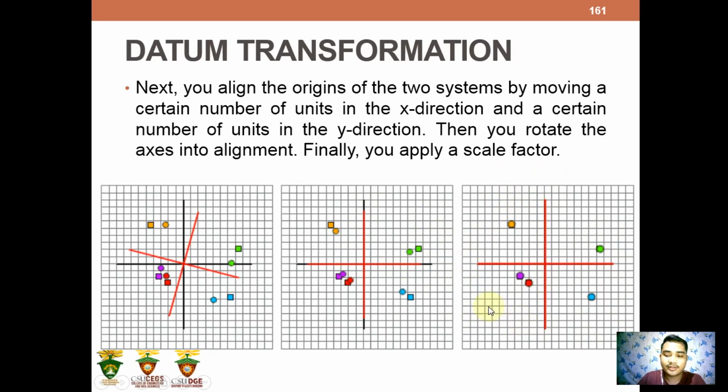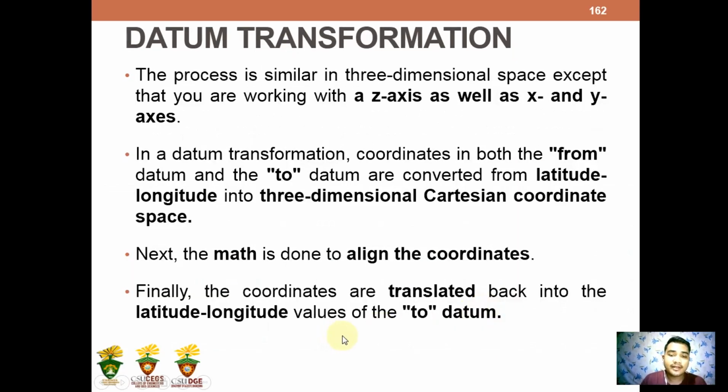No? The process is similar in three-dimensional space except that you are working in z-axis as well as x and y-axis. In a datum transformation, coordinates in both from datum and the two datum are converted from latitude, longitude into three-dimensional Cartesian coordinate space like x, y, and z. No? Next thing is the math, no, is done to align the coordinates. So, si mathematic formula na din ang bahala to align those coordinates. And finally, the coordinates are translated back into the longitude, latitude values of the two datum.